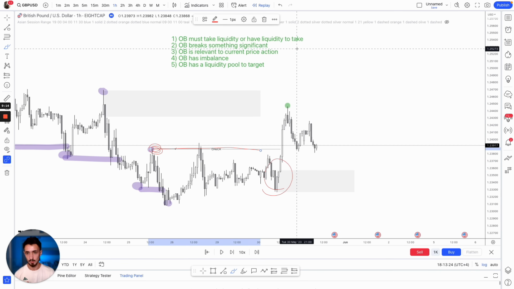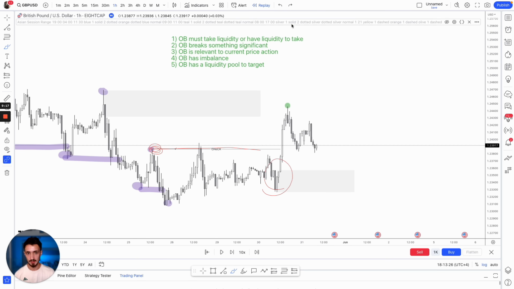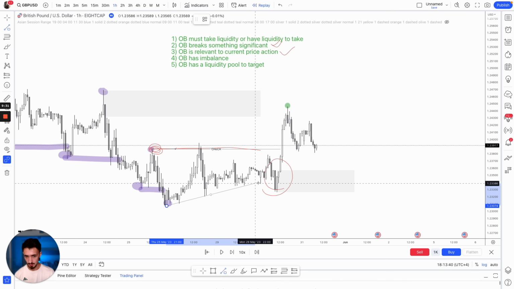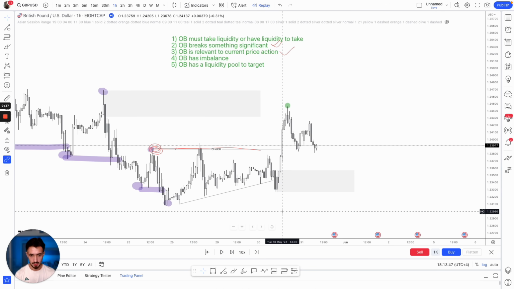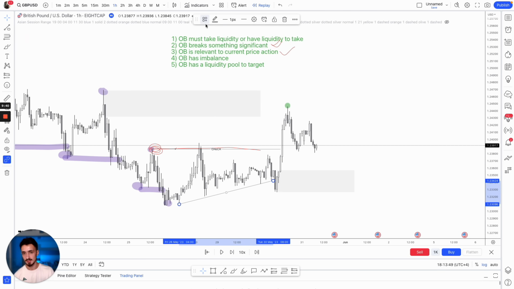So okay, we meet number 3, we can check that off. We meet number 2, we can check that off. Order block must take liquidity or have liquidity to take. Do we take liquidity? Yeah, damn right we do. What do we have right here, guys? What do we have right here? Trendline liquidity, exactly.